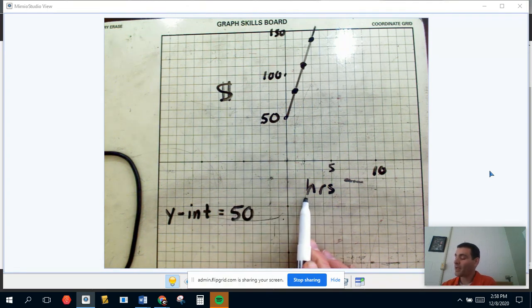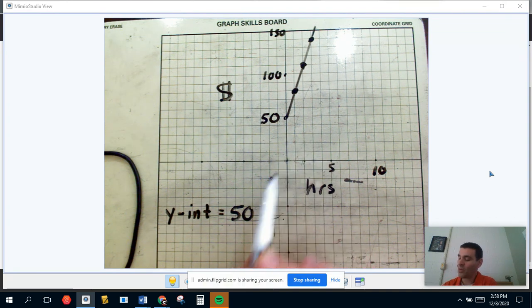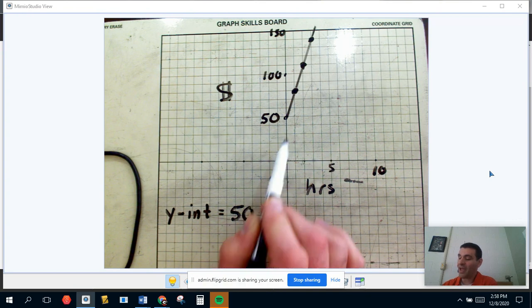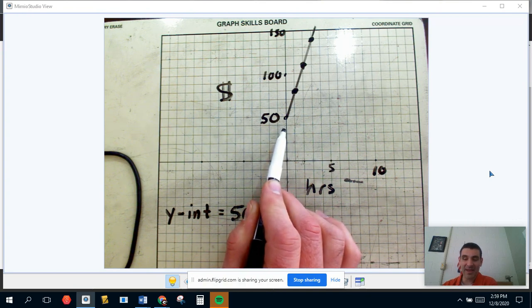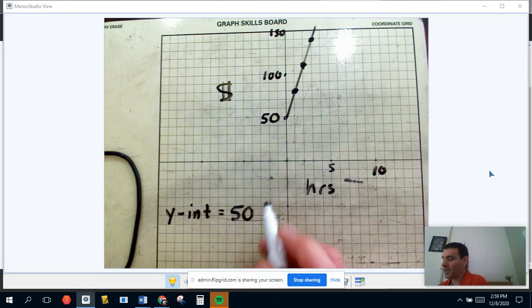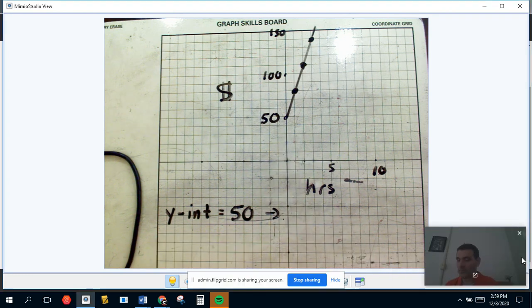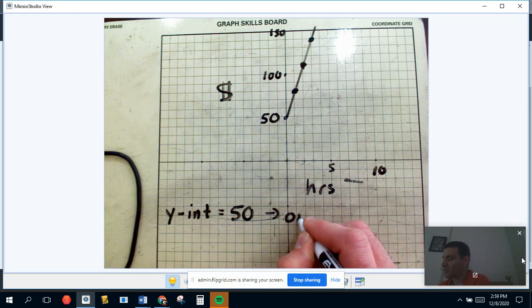Well, another thing to notice, the y-intercept would be when x is 0. So what does this 50 mean? Well, that appears to be what the electrician makes for just showing up. Even if he doesn't work any, he gets $50 for his trouble of driving out there. So this $50 is an original amount.